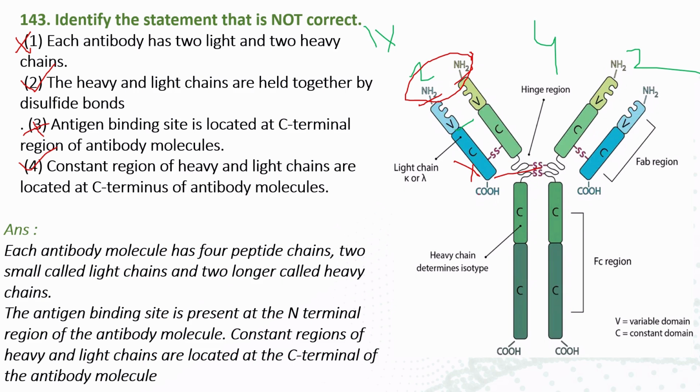Why? Because it contains four light chains and two heavy chains, and the heavy and light chains are held together. Sorry, not 1 and 2, 1 and 3 are wrong here from this question. Okay, so another thing.